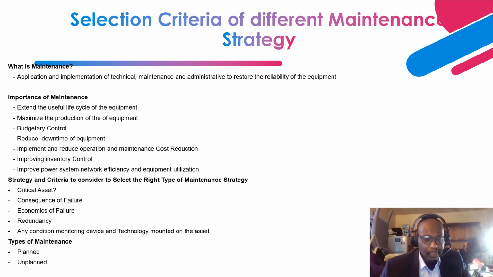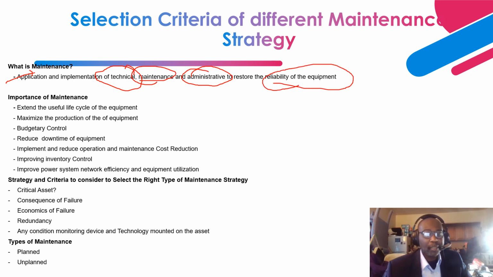Now, let's talk about the content of this slide. First of all, we'll talk about what maintenance means. What is the definition of maintenance? Maintenance is the application of technical maintenance practice and administrative practice. Administrative practice involves preparing the cost and also the asset management software that you utilize to implement the maintenance strategies to restore the reliability of the equipment. So that is the definition of maintenance.